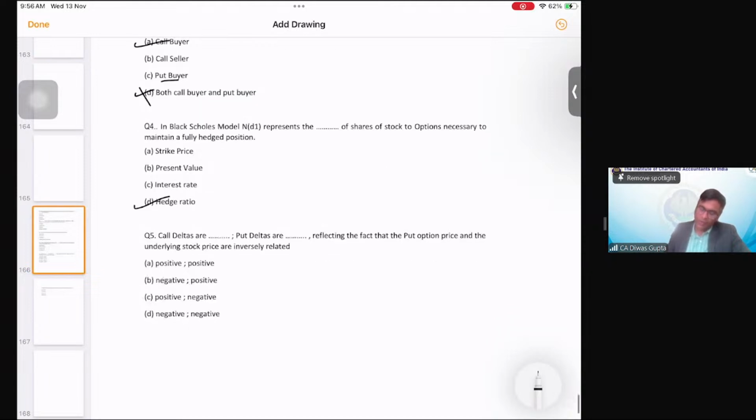Then question number 5. Call deltas are dash, put deltas are dash, reflecting the fact that the put option price and the underlying stock price are inversely related. Today only we covered this concept. So we have to say whether call deltas are positive or negative, and whether put deltas are positive or negative. Pooja, you are right. Nisha, you are right. Monica, right. Ojajani, you are also right. C is the right answer: call deltas are positive and put deltas are negative.